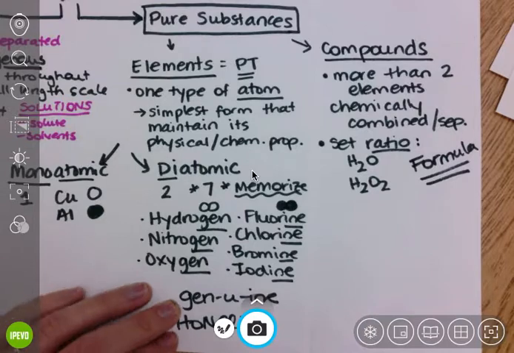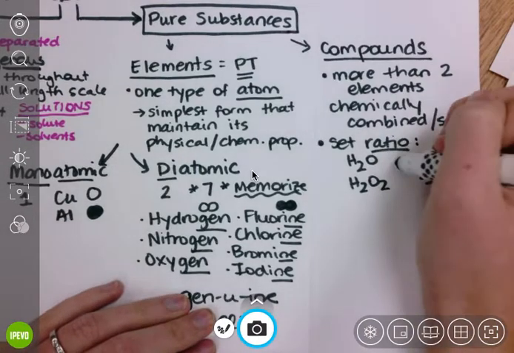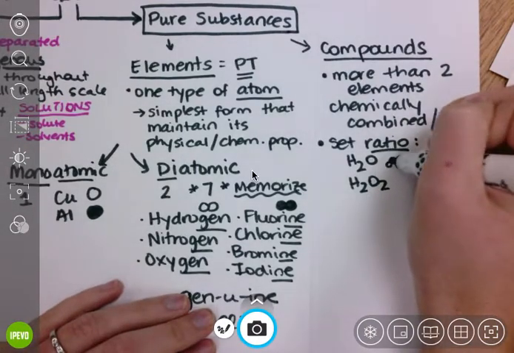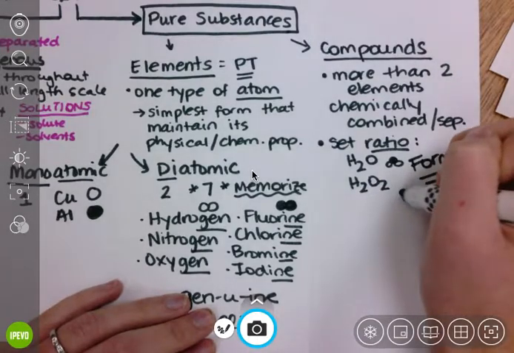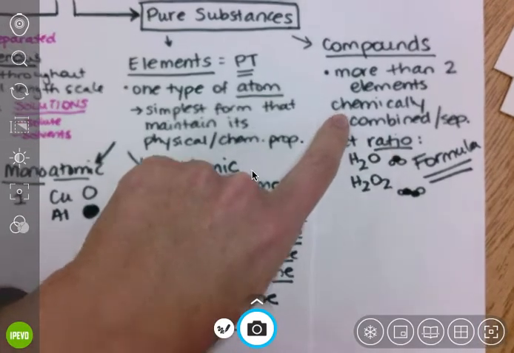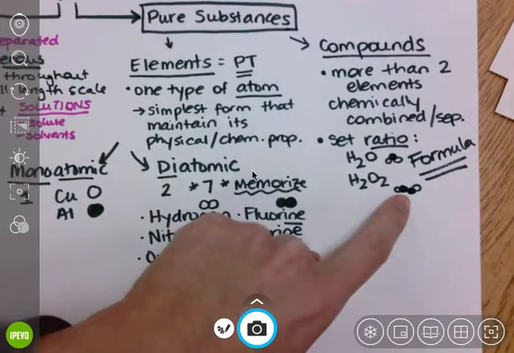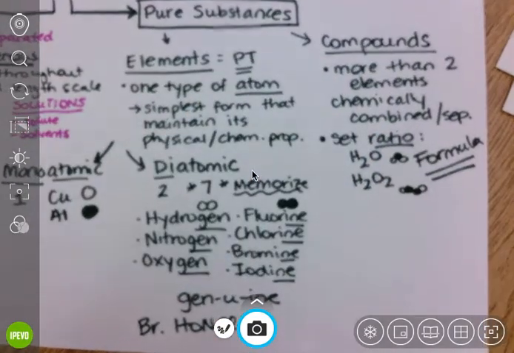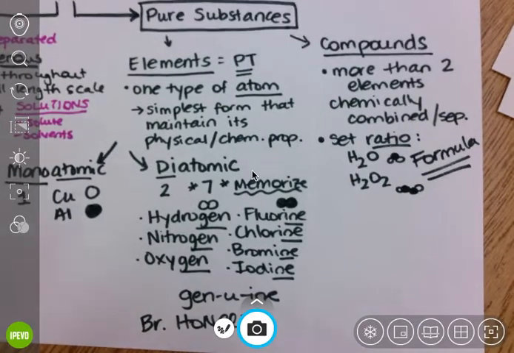Okay? So H2O might look like that, and H2O2 would look different, right? But they would be bonded together, chemically combined, right? And we're going to have more than 2 elements, different elements bonded together chemically in a set ratio. That makes a compound.